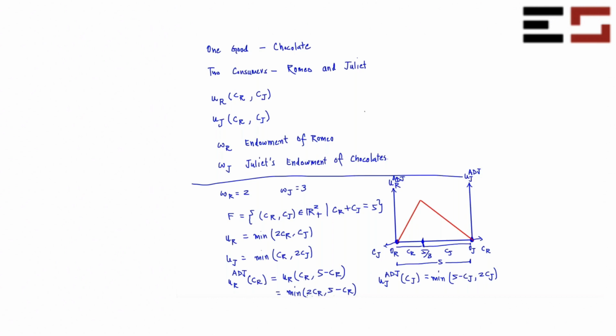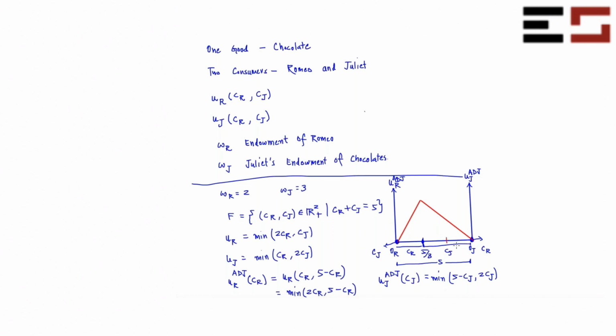For CR less than 5 by 3, I've just plotted 2 CR, so the slope of this line is 2. For CR greater than 5 by 3, I have plotted 5 minus CR, so the slope of this line is 1, in absolute terms. And it's a continuous function, so there will not be any discontinuity at this kink. Is that fine?